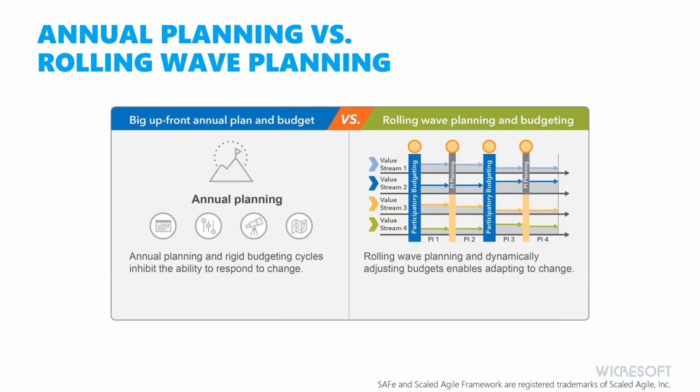A PI, by the way, is a program increment, and the best way to think about that is your quarters, your calendar quarters. Now you can also see in that picture that in addition to doing budgeting and planning every 2 quarters, every 6 months, there's also this quarterly planning thing that's going on.